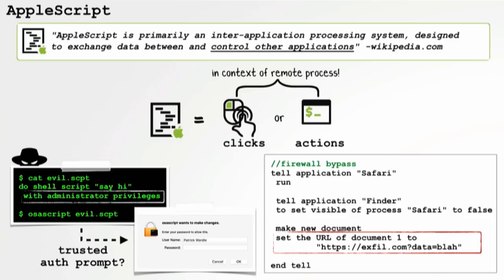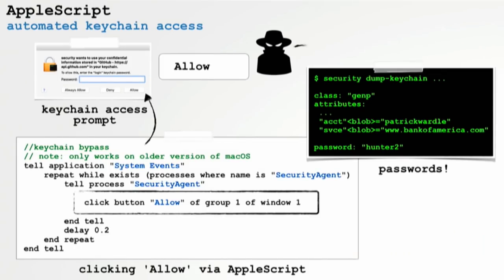The user might be tricked into believing this is legitimate and provide their credentials. You can also do things like bypass firewalls. For example, assuming that the firewall trusts the browser, via a few lines of AppleScript, you can kindly ask the browser to browse to an attacker-controlled URL and append any data you want to exfiltrate in a GET parameter. And again, you can do this invisibly. Now, the firewall will likely see this connection, but as it's originating from the context of the browser, it will be allowed. So AppleScript is very powerful.